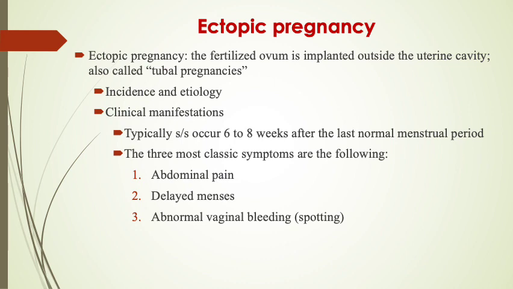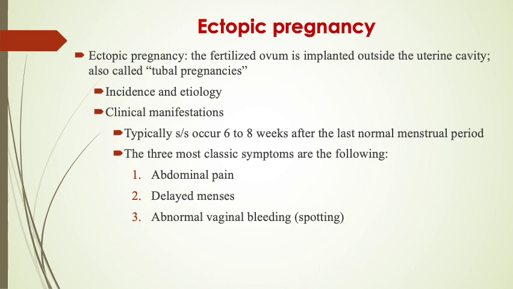So now we'll talk about ectopic pregnancy. Ectopic pregnancy is a condition where the fertilized ovum is implanted outside the uterine cavity. It's also known as tubal pregnancies.